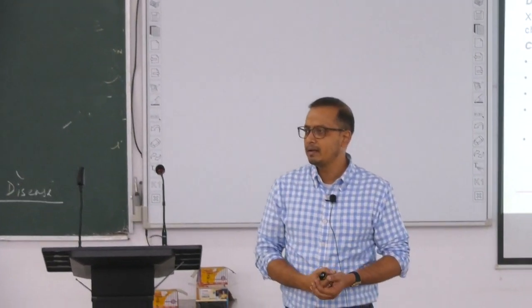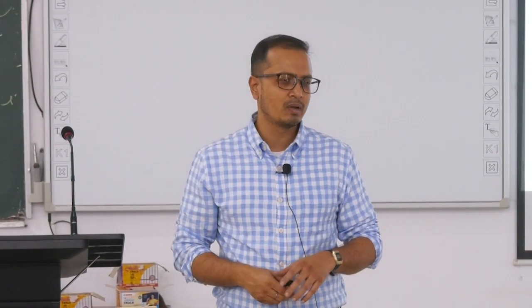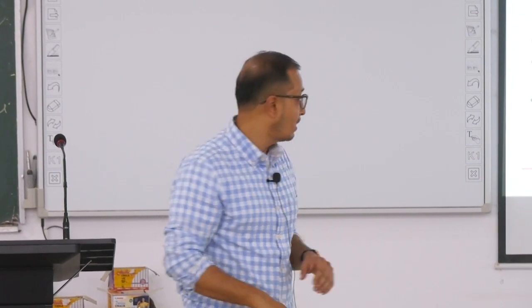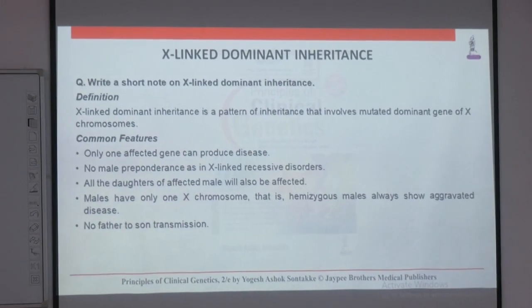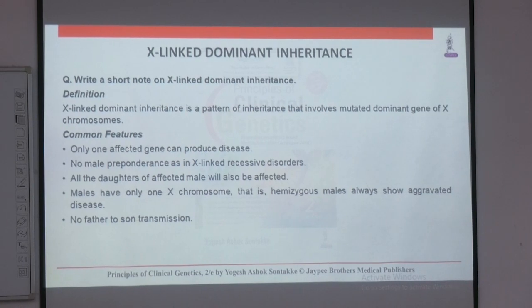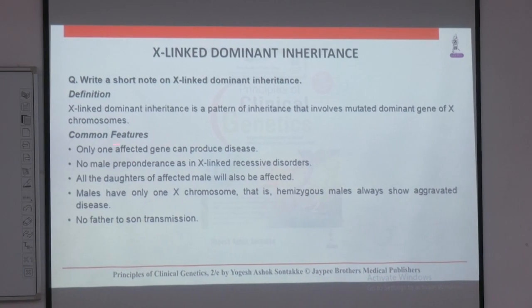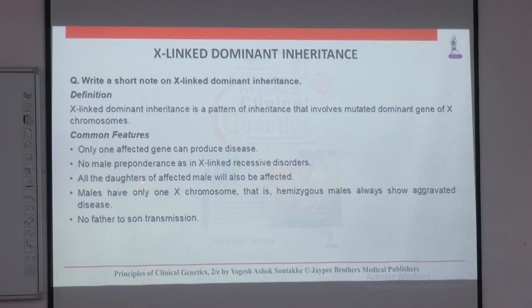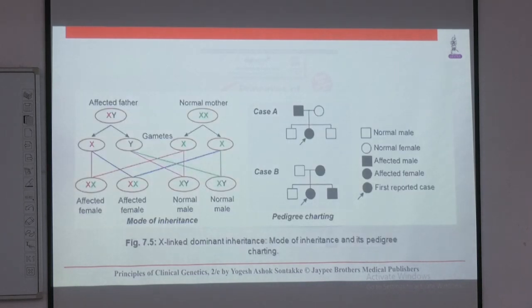So X-linked inheritance, just like chromosomal inheritance, where we are talking about the autosome and sex chromosome, has two varieties. One is X-linked dominant, which means a single diseased gene is going to express and cause disease. So one affected gene can produce the disease, that's the entity. There is no male preponderance in the X, and all daughters of the affected male will have this disease.